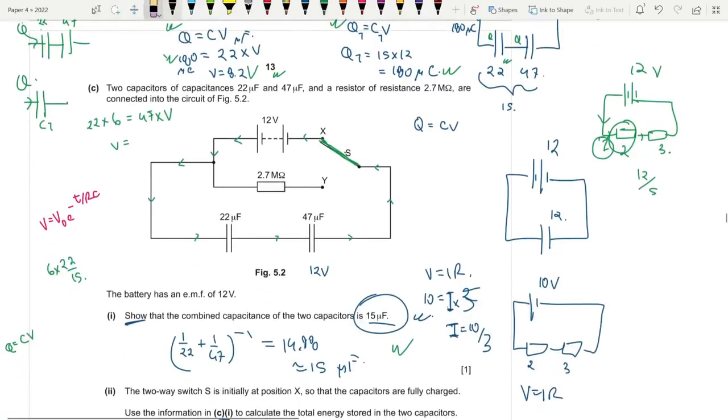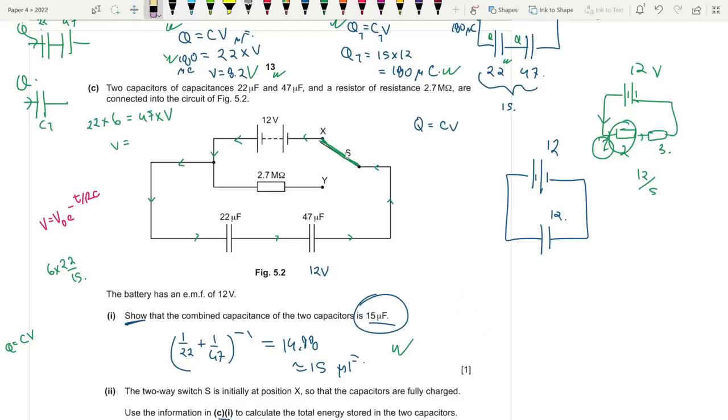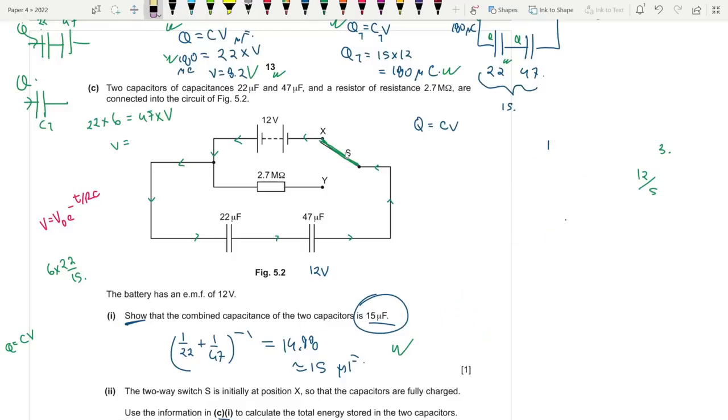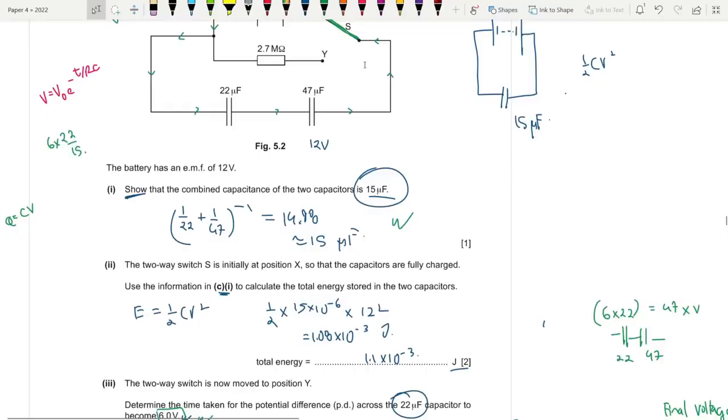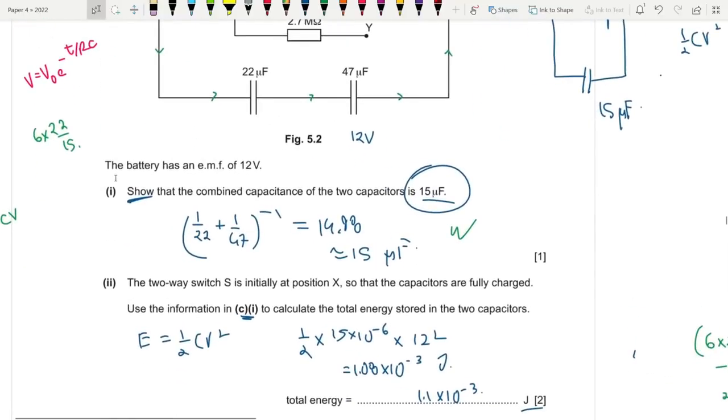Let me draw a diagram. We can actually consider this scenario like this: the battery is actually connected with one capacitor, which has a total capacitance of 15 microfarad. This is basically what I'm considering. So the energy is half CV square, essentially half into 15 into 10 power minus 6 into 12 square, which gives us an answer of 1.1 into 10 to the power minus 3 joules. All right, that's part 2.